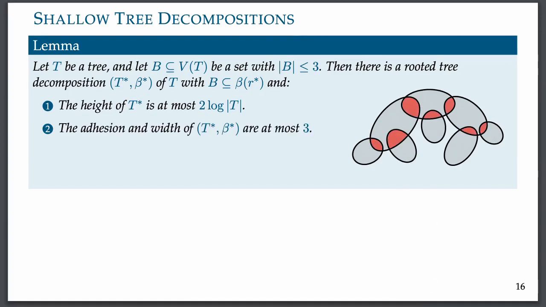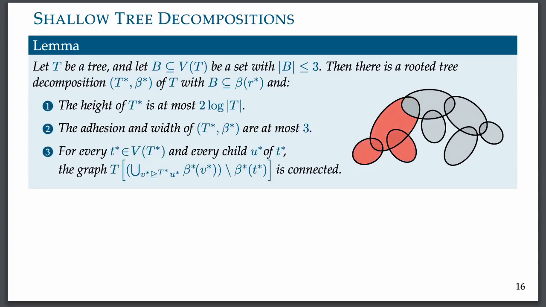It has small adhesion, so every intersection between parent and child must be small. And it has small width, which gives us a bound of 4, which is this 3 plus 1, on every bag size. And also we are guaranteed a connectedness property for such subtrees in the graphs, which is important for our induction to work. So for every node in the tree, the graph lying in the subtree rooted in this node, excluding the overlap with the parent, is connected.